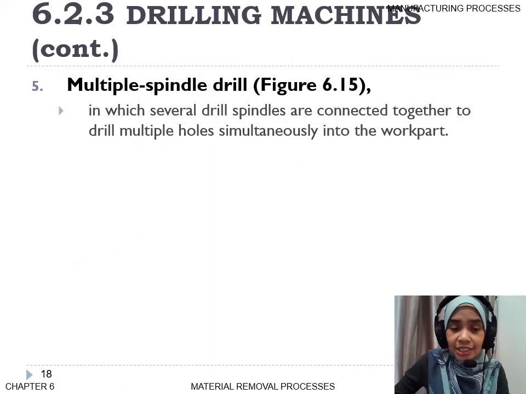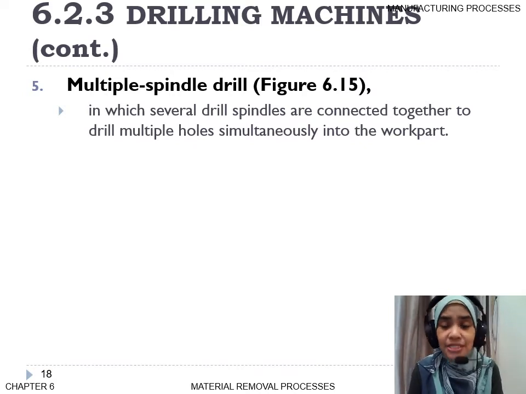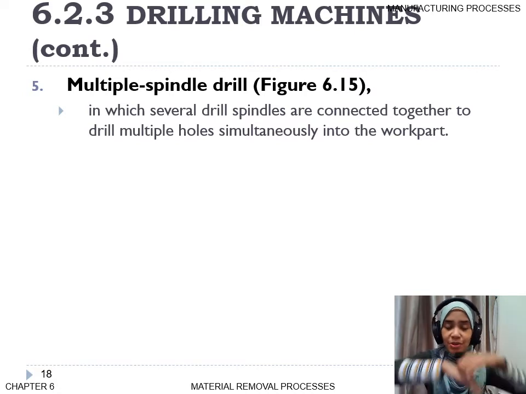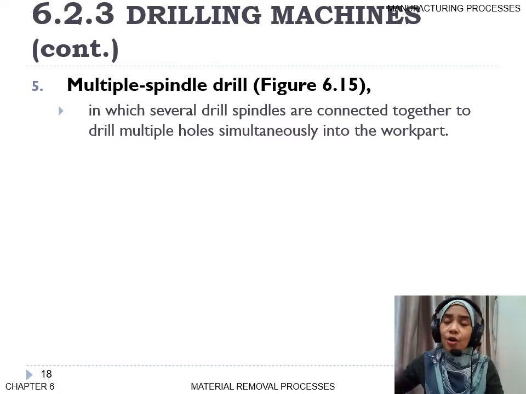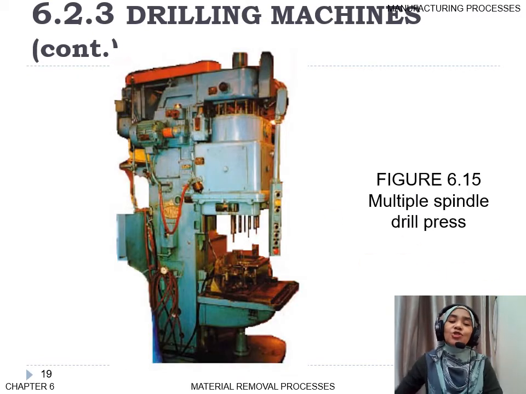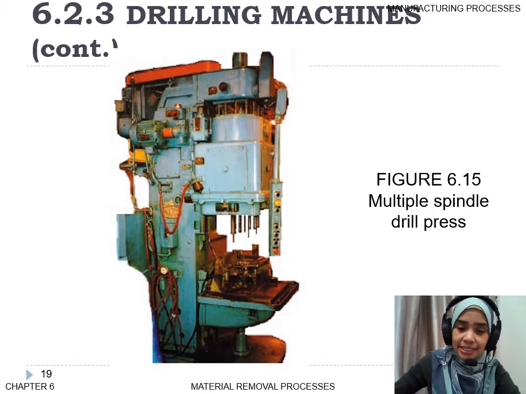Besides the gang drill, we have the multiple spindle drill, in which several drill spindles are connected together to drill multiple holes simultaneously. In the gang drill the process was one by one, meaning after one comes the next. With the multiple spindle drill, in one shot we can make the holes for each work part, all at once, simultaneously.